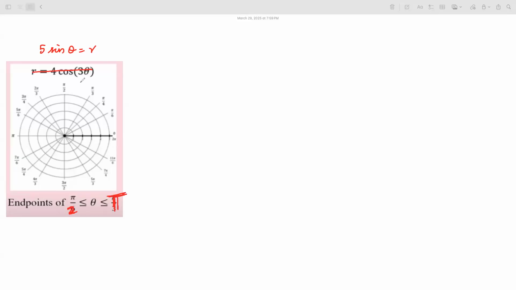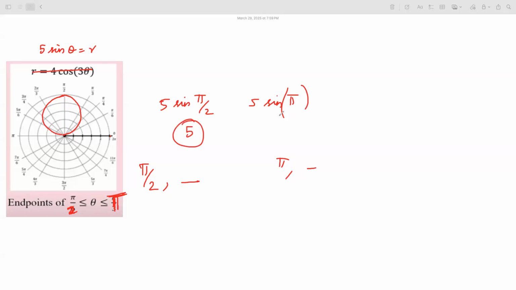Can we do that one problem? 5 is your maximum distance from the origin, so it has to open up 1, 2, 3, 4, 5. My graph is going to be like this, right? Now the endpoints are 5 sine pi by 2 and 5 sine pi. So what are the points here? Pi by 2, comma, what you need to find out? Here it'd be 0 and then 1 to 5, so pi by 2 is a 5, right? Sine pi is 0, right? So here it is a pi, here it's a 0. These are the endpoints. Got it?